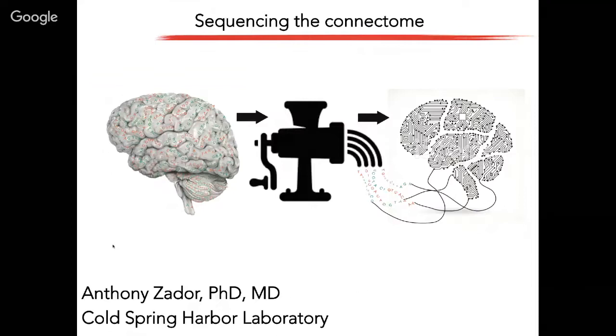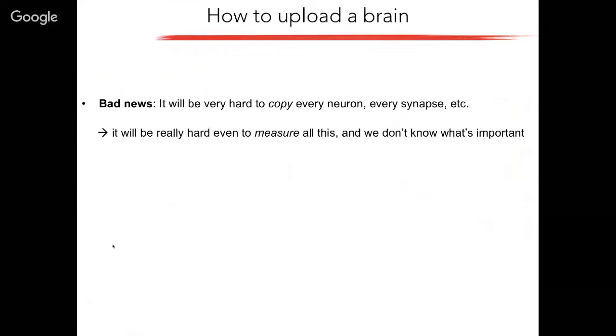All right. So I added one slide sort of in the context of this talk, and just wanted to give some thoughts about the problem of uploading a brain. I think the bad news is that it's going to be very, very hard to copy every neuron, every synapse, potentially every protein. And even if we did that, even if we were able to measure all of this, it would be very challenging to know what to do with that. Would we make a huge simulation? If we made a huge simulation, we would probably have to have very strong opinions about which of those components was important in order to sort of make up for the properties we didn't measure.